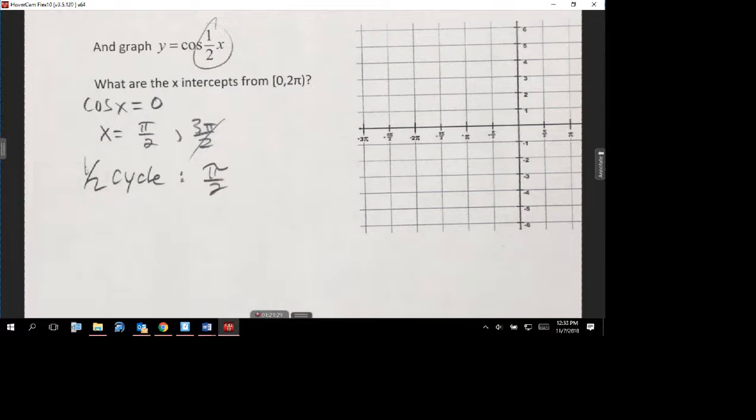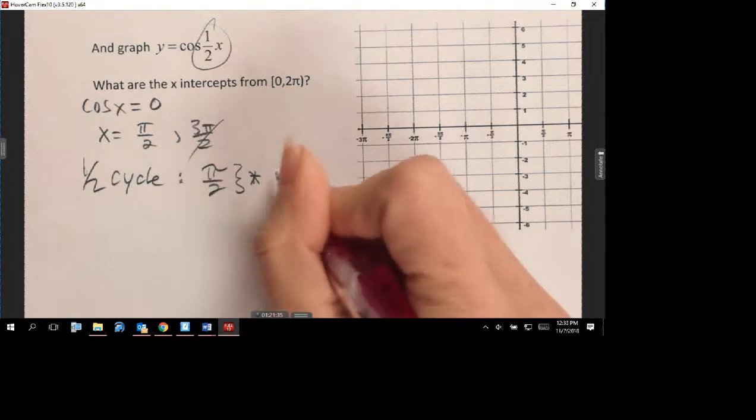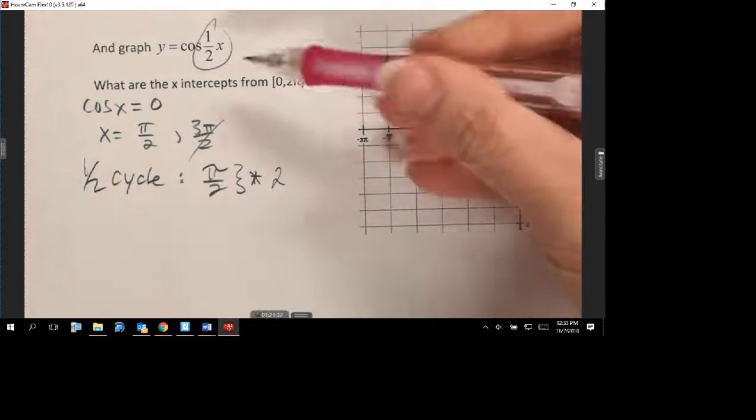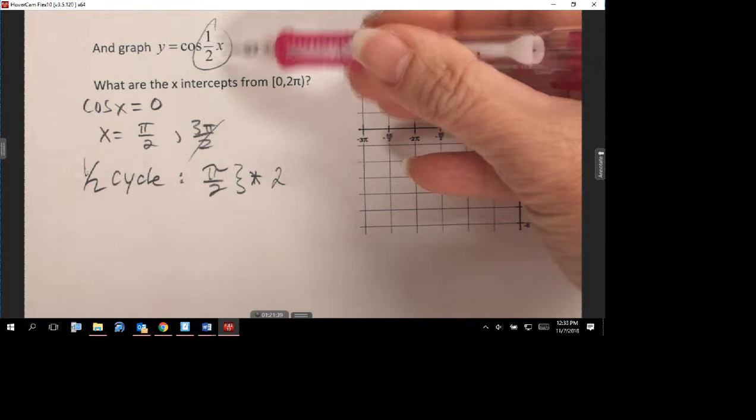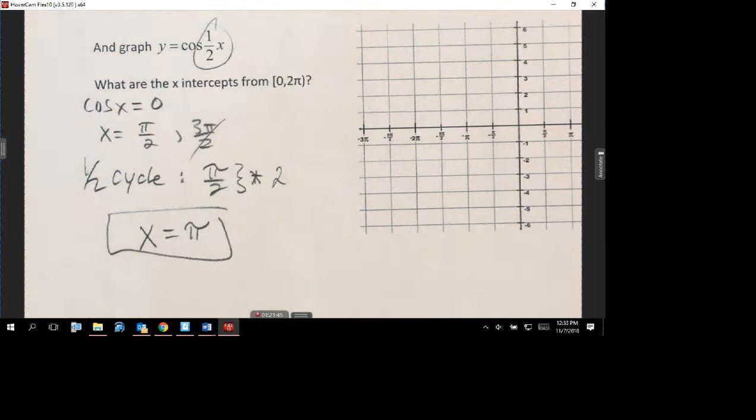Well, my answer was not at pi over 2, was it? So we use half the cycle, and then we stretch it so it goes from 0 to 2 pi. And because we stretched it, that's the same thing as taking this answer and multiplying it by 2. So we multiply by the reciprocal of that half. So x is just pi for that one. And that's what we had on our graph.